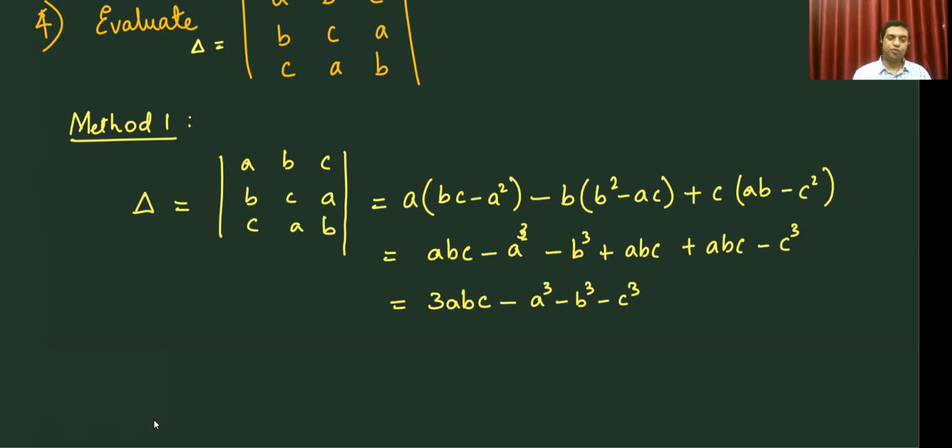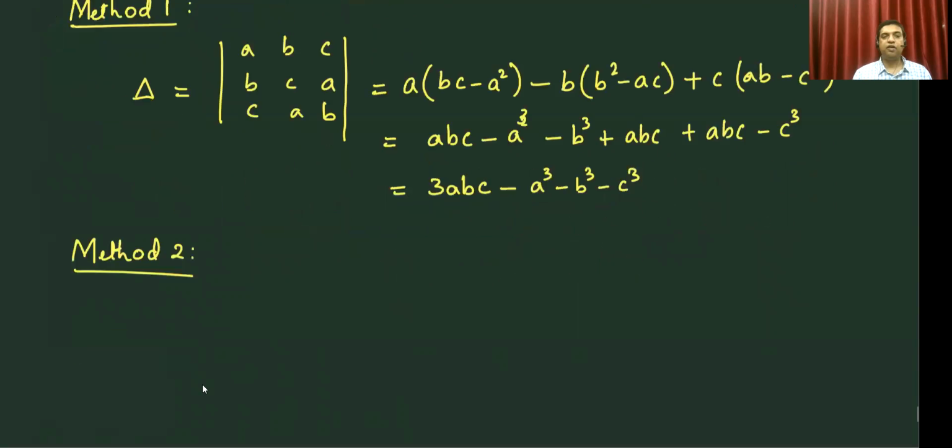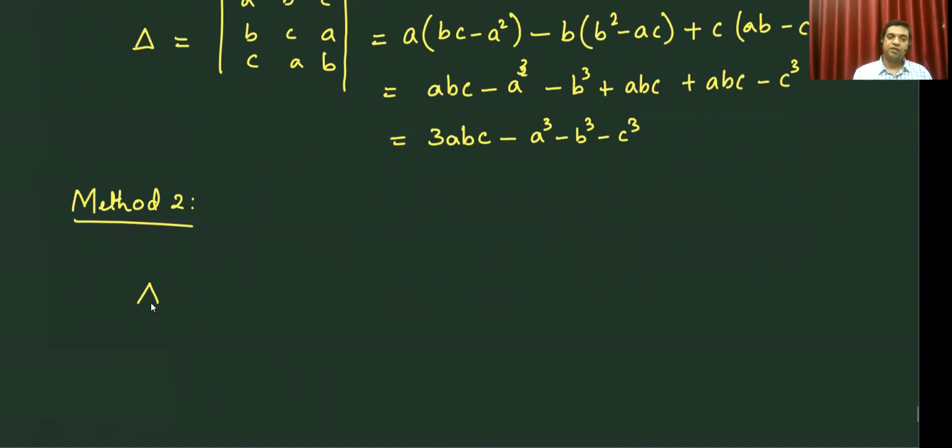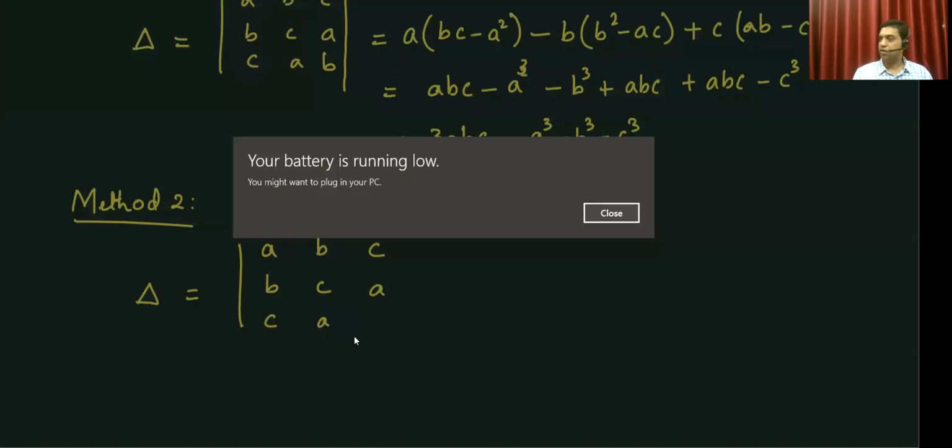Now I will do the same thing in a different way, and let us see how the answer varies. But upon simplification, you will see that the answers are the same. I have this A, B, C; B, C, A; C, A, B.